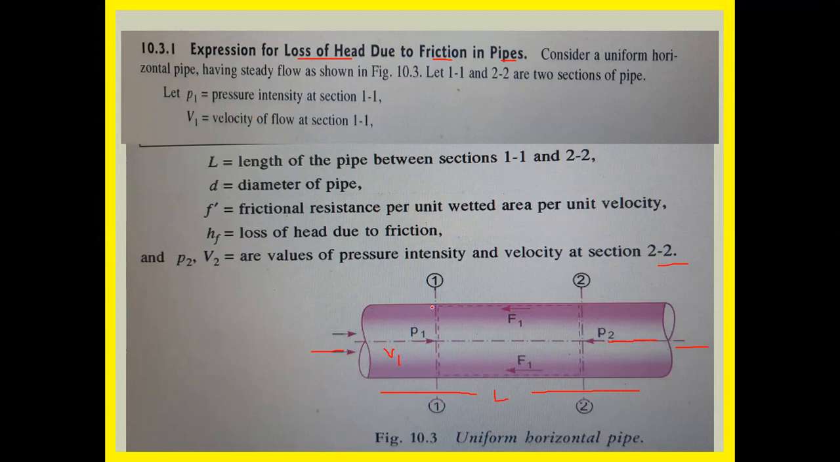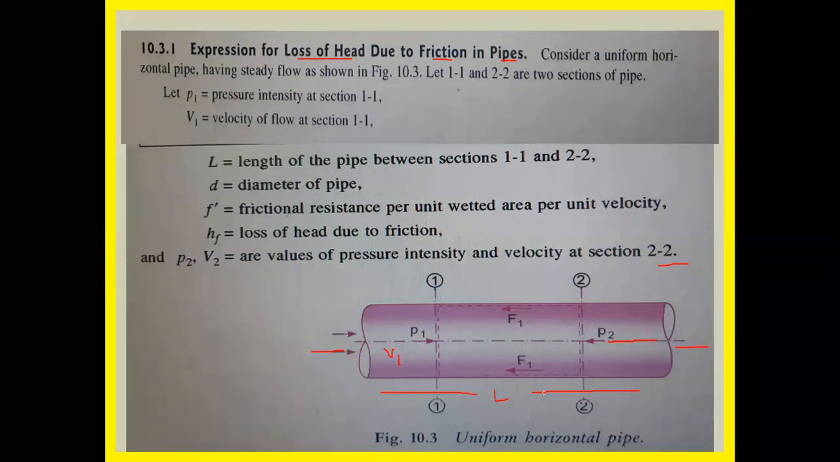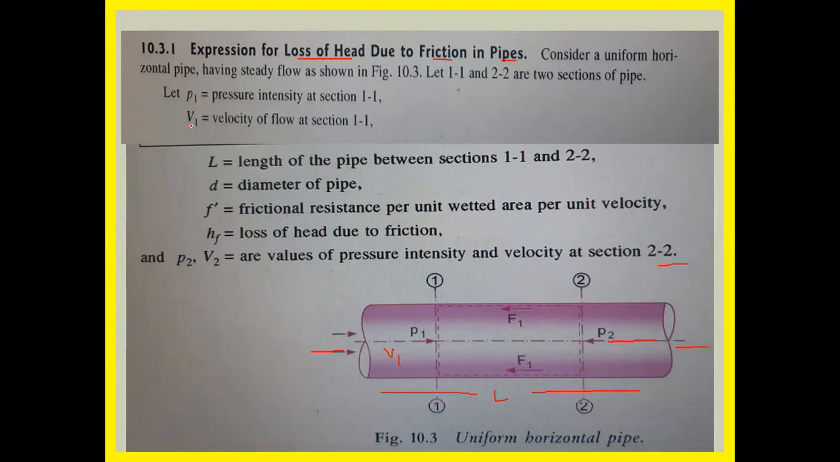So what we have chosen here, we took a horizontal pipe of uniform cross section. Therefore velocity is the same, area is also the same, but pressure will be different. So here, taking at section 1, P1 V1, right, at section 2, P2 V2. Therefore L is the length of the pipe and D is the diameter of the pipe. F dash is the frictional resistance per unit wetted area. HF is the loss of head.